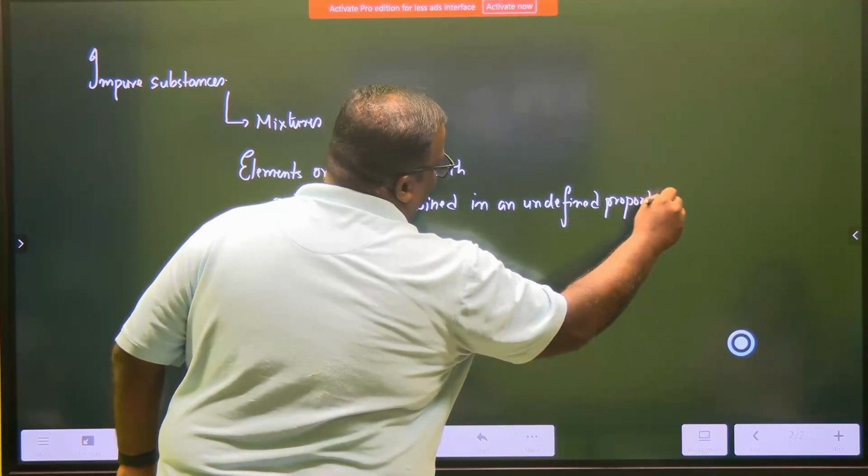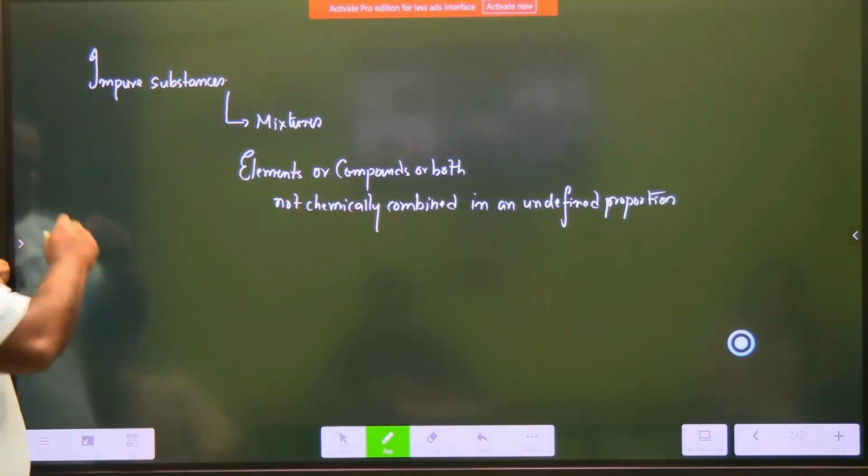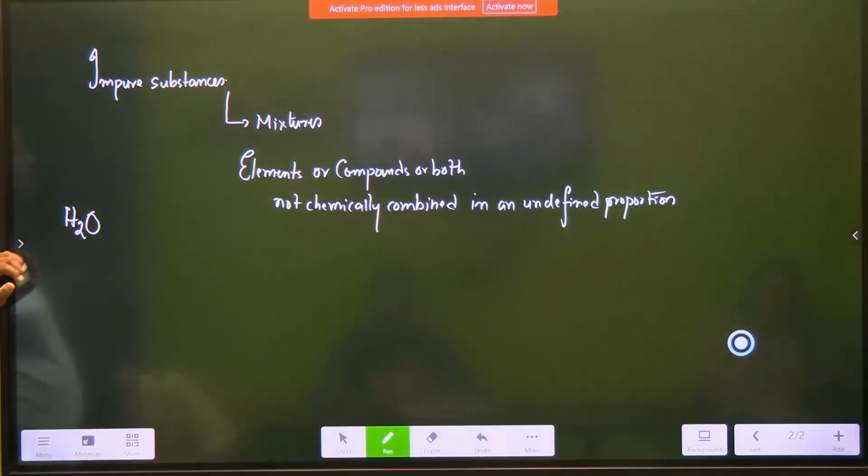In an undefined proportion. Why do you say in an undefined proportion? Just look here. If I talk about a compound called water, and I am sourcing water, whether from London or from Banalguda out here, one molecule of water will always have 2 atoms of hydrogen and 1 atom of oxygen chemically combined. You cannot have water as H3O or HO2. That's not possible. Here the recipe has been defined.